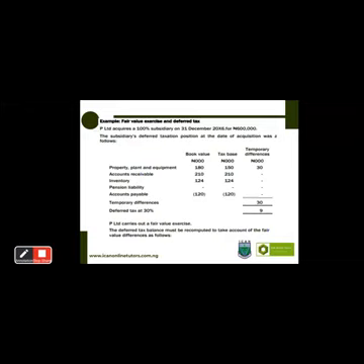PPE, accounts receivables, inventory, pension liability, accounts payable, temporary differences is 30. That's the difference between PPE. And then the deferred tax is 30%, which is 9. So PIT Limited carries out a fair value exercise. The deferred tax balance must be recomputed to take account of the fair value differences as follows.